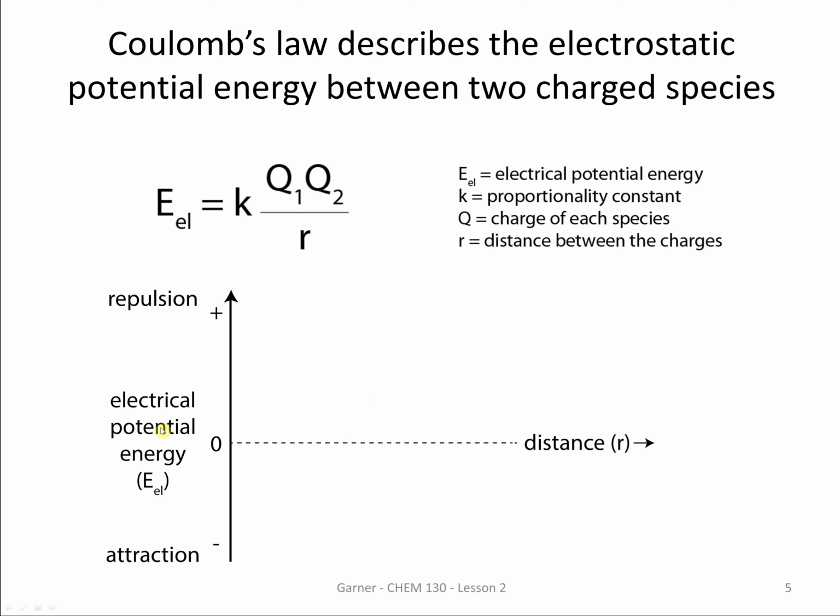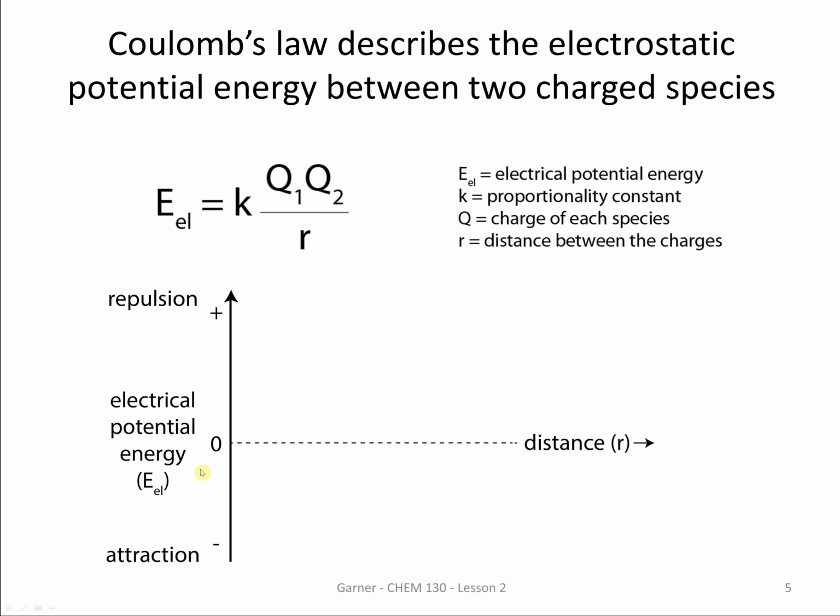So what I'm going to do here is plot our electrostatic potential energy as a function of the distance between the two interacting charges. And we're going to look at two cases here. We're going to look at a case where we have two particles with the same charge, and then we're going to look at a case where we have two particles with opposite charges.